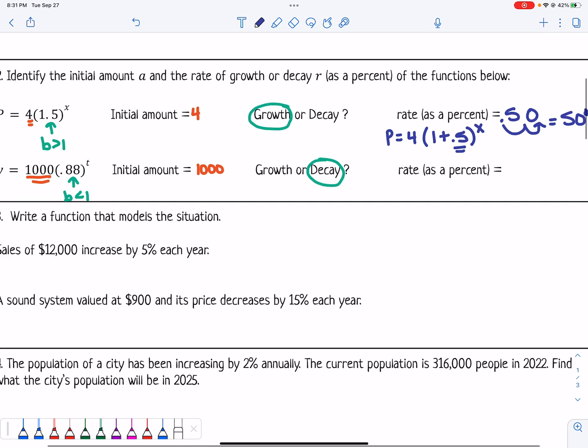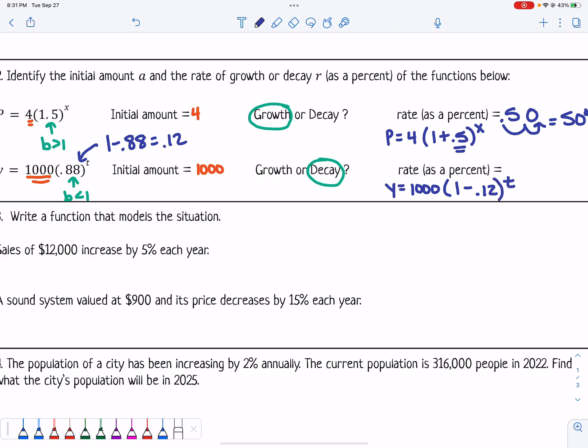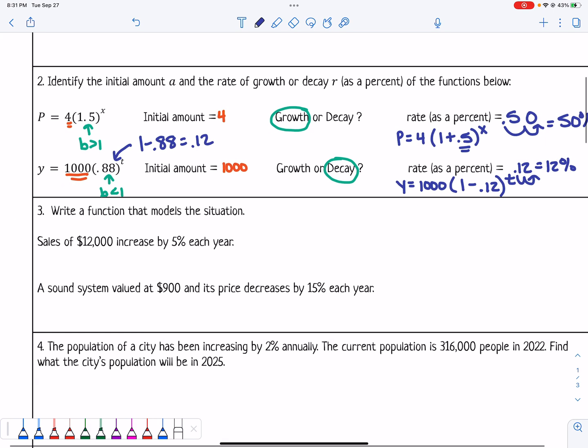All right, for the next one, we have 0.88. So let's rewrite the function. Y equals 1,000. Then it's decay, so it's 1 minus. And think about how much smaller than 1 is the 0.88. And you can figure that out by doing 1 minus 0.88, and you get 0.12. So that's the rate of decay, is the 0.12. And 0.12 as a decimal would be 12%. So remember, you can move the decimal over 2 places to the right, or you can multiply it by 100.